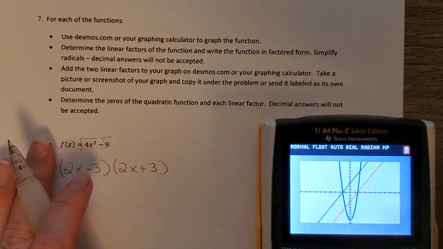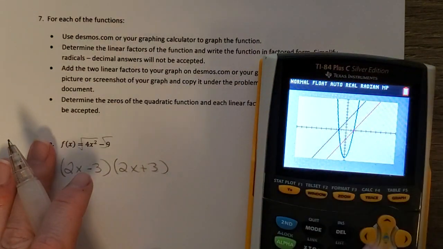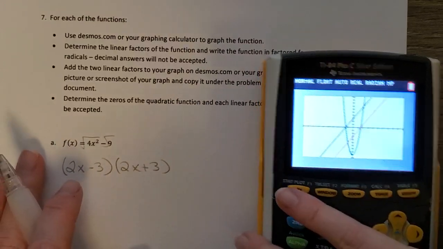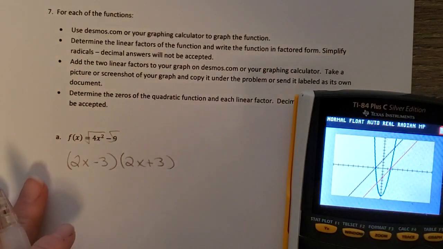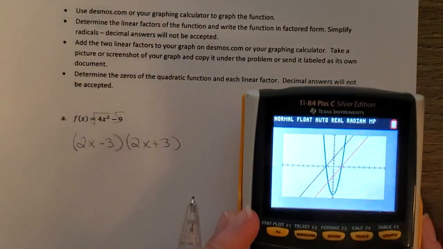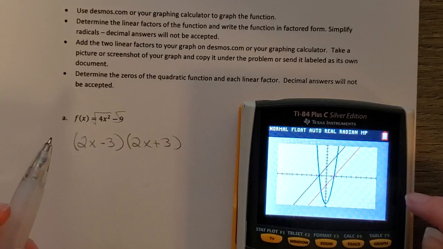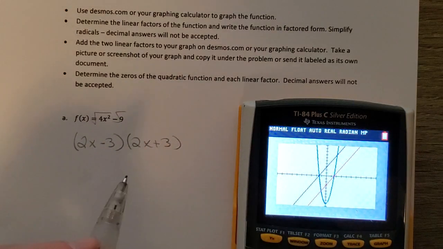It says take a picture of your screen or a screenshot if you're doing it on Desmos, and make sure you either stick the picture right here at this problem. Okay? You don't have to do this one because I'm doing it, but stick the picture at the problem, or you can send me the picture separately. I just need to see the picture that you did this part.